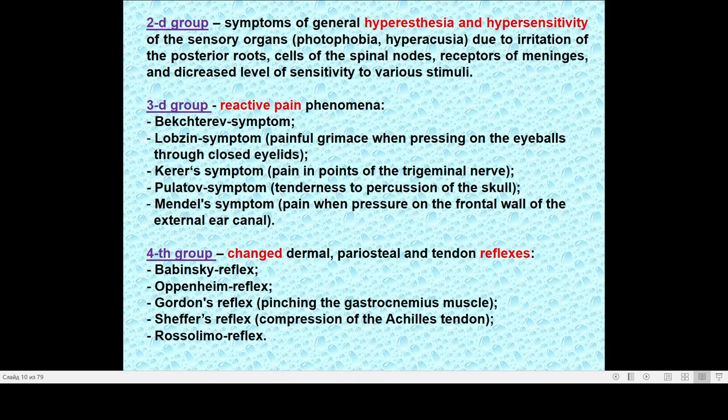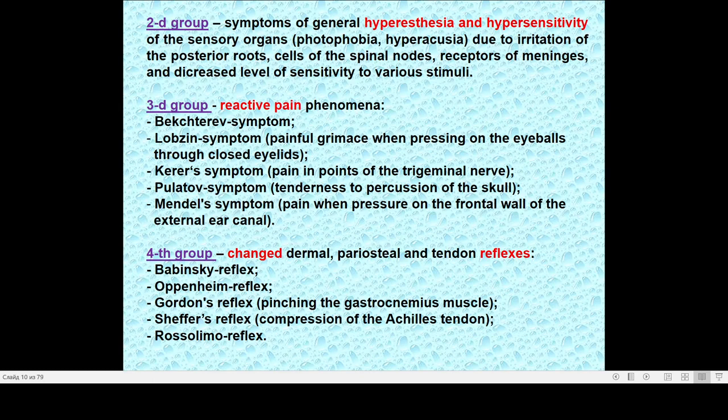The second group of signs included in meningeal syndrome is the signs of general hyperesthesia. There are photophobia, hyperacusia, and other signs of hyperesthesia due to irritation of posterior roots, cells of spinal nodes, receptors of meninges, and a decreased level of sensitivity to various actions.